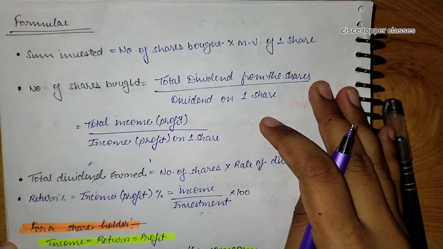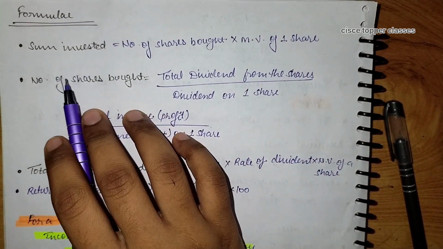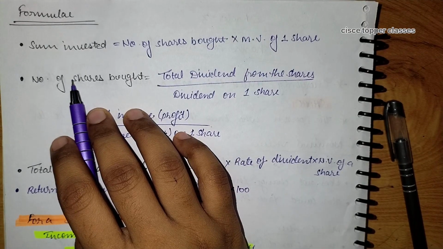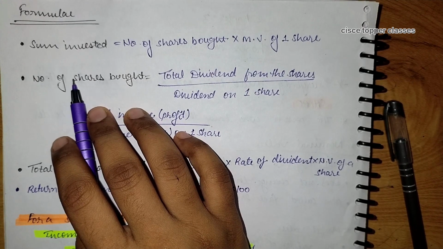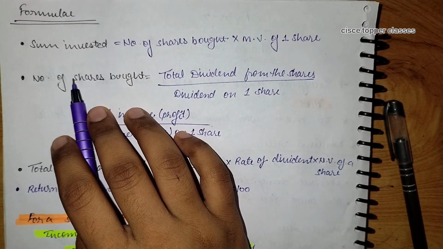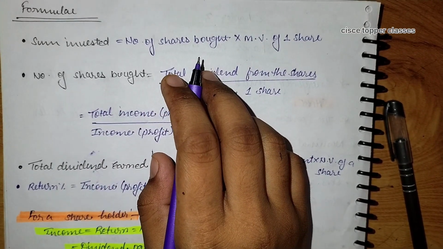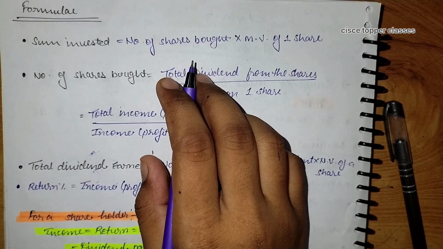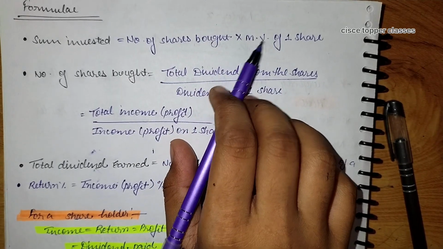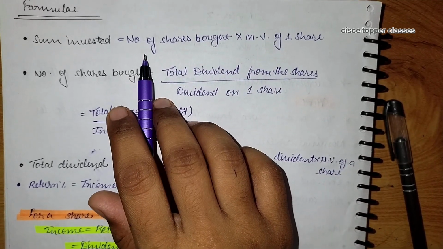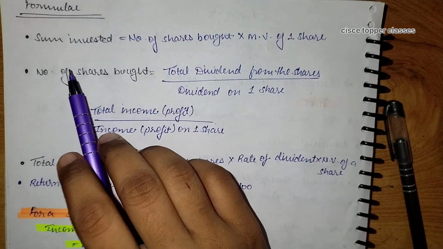Now the formulas which we are going to use frequently in this exercise. If you want to find the sum invested, let's say you have bought chips or toffee worth 200 rupees, and the thing which you buy costs 5 rupees, then if we divide 200 by 5 rupees, we will get the number of things you have bought. So the sum invested is the number of shares bought multiplied by the market value of one share, and then we get the whole sum of how much you invested in that share. So that is called sum invested.